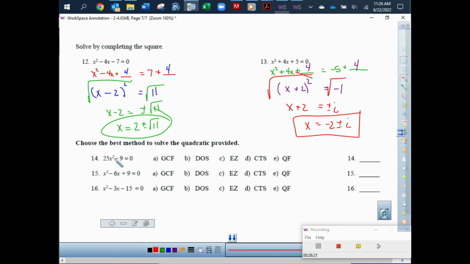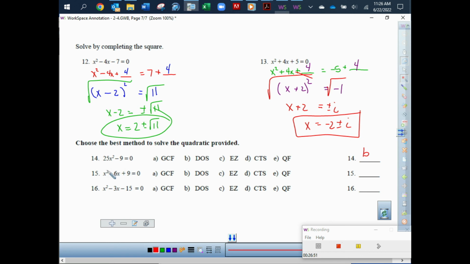So is this a plain GCF, or is it a difference of squares? Well, to be a difference of squares, this has to be a subtract. This has to be a perfect square. Yep, 25x squared is a perfect square. And so is 9. So boom, that is a difference of squares, which is option B. This one cannot be the difference of squares because it's got 3 terms. It's not a GCF either because there's not a number that goes into all 3 terms. So it's either easy factoring, complete the square, or quadratic formula.